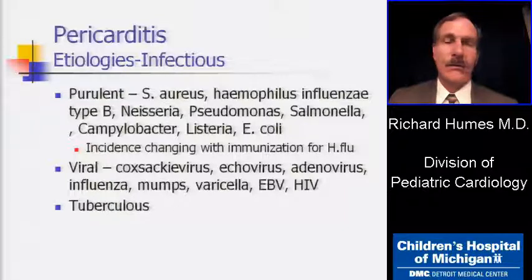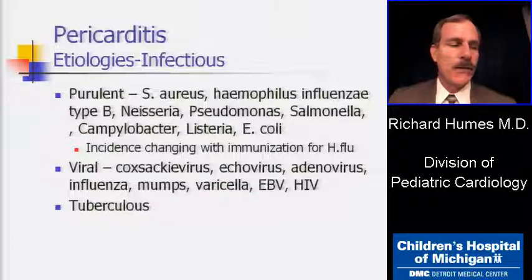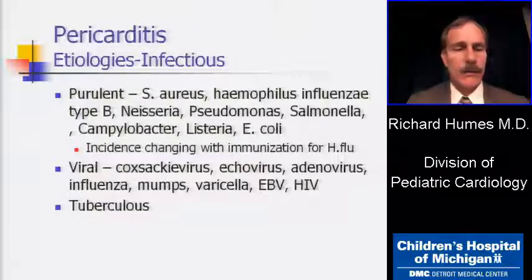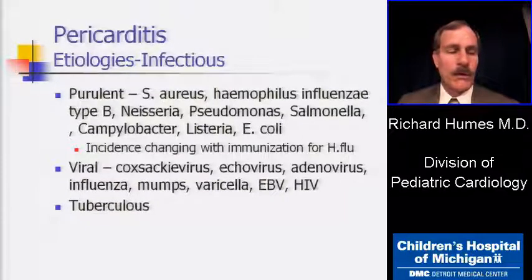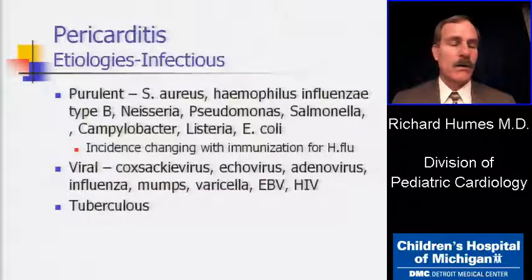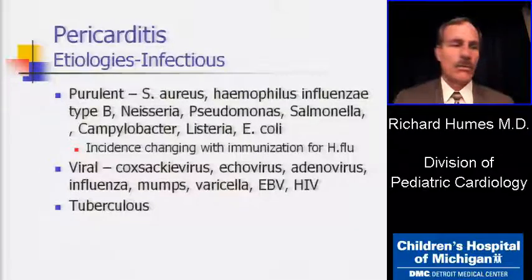That, of course, is disappearing a great deal with the vaccine for Haemophilus. Also Neisseria, Pseudomonas, Salmonella, Campylobacter, Listeria, and E. coli less frequently. So the majority of purulent pericarditis that we see now would be probably Staph aureus. Viral pericarditis, most commonly Coxsackie virus or echovirus, occasionally adenovirus, influenza, and some of the others listed here, mumps, varicella, Epstein-Barr virus, and HIV. Tuberculous, always a subtle one that we don't see too much of.